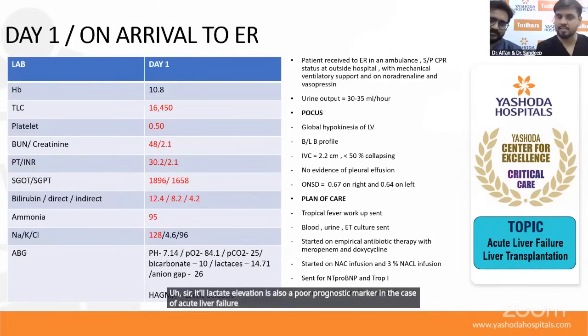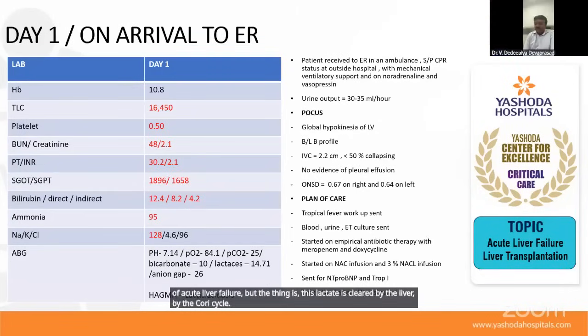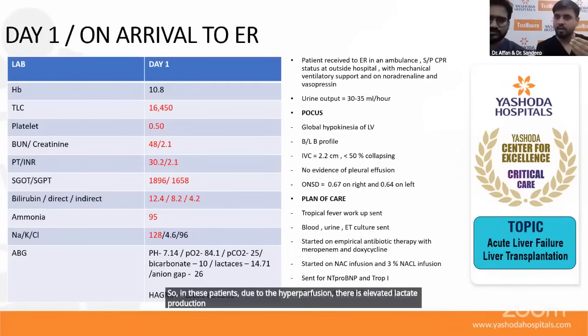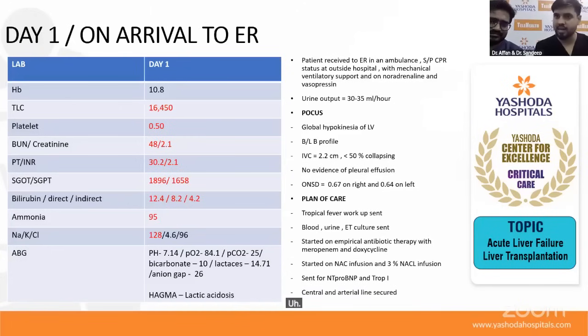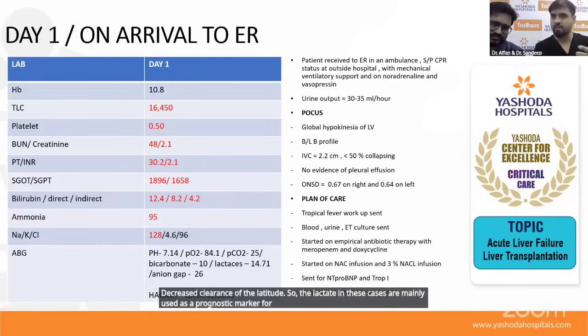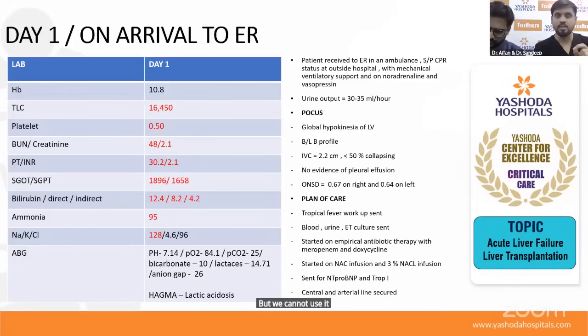But the thing is, this lactate is cleared by the liver, by the Cori's cycle. So in these patients, due to the hypoperfusion, there is elevated lactate production. And due to the dysfunction of the liver, there is decreased clearance of the lactate. So the lactate in these cases is mainly used as a prognostic marker for acute liver failure, but we cannot use it as an index for fluid resuscitation.